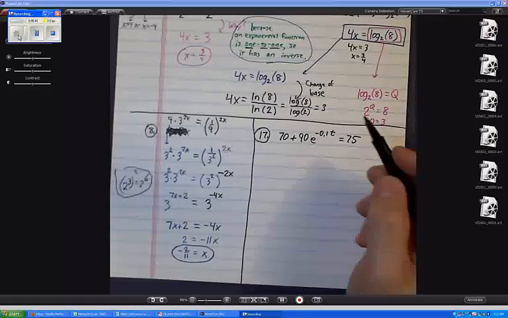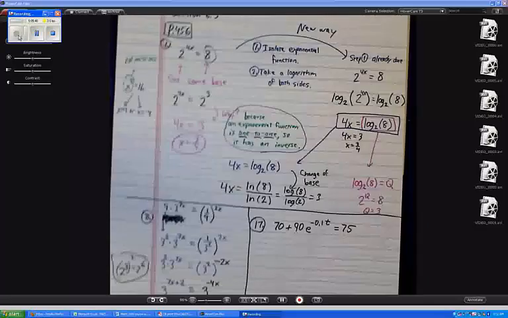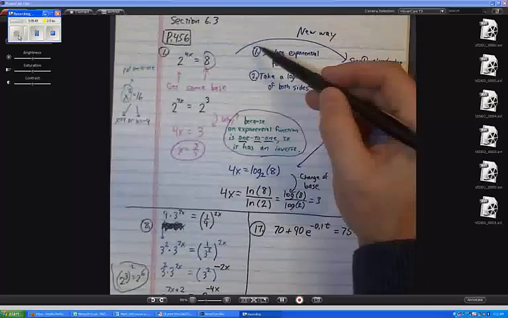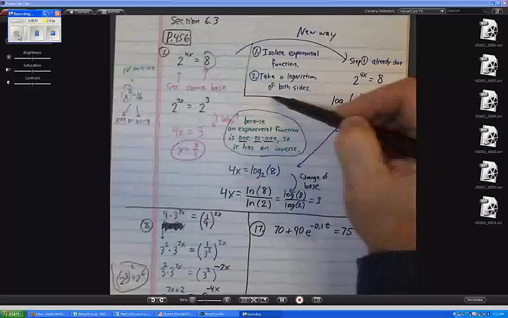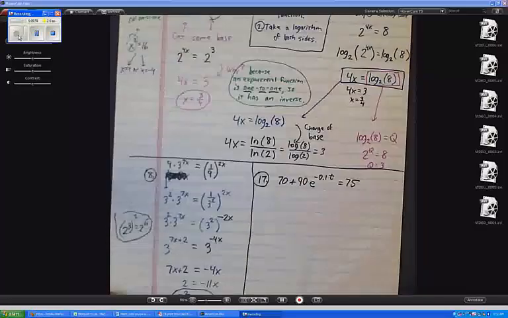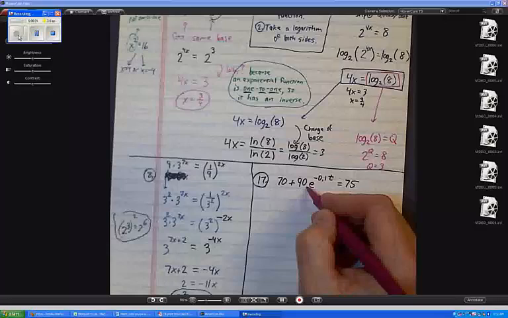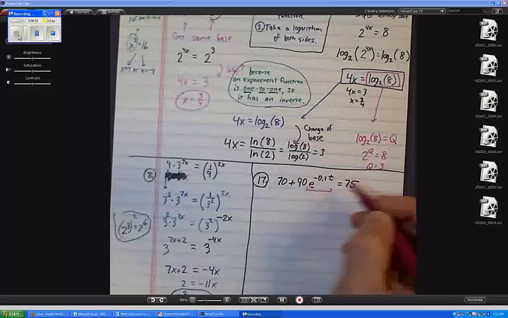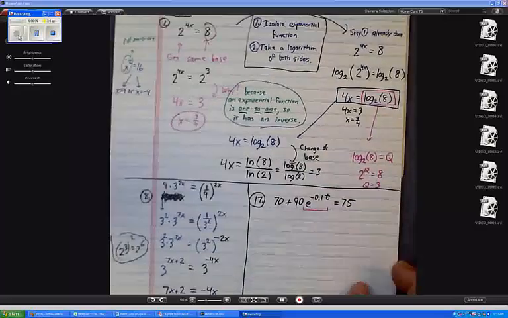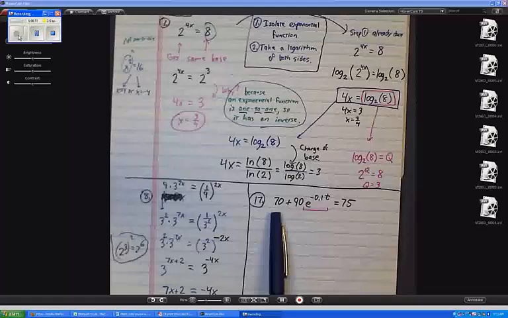Well, we have to do step 1 of my 2 steps, right? Step 1 is to what? Yeah, so you know what it is I want to isolate? I'm going to go ahead and underline what I want to isolate. This e to the negative 0.1t, that's my exponential function that I'd like to get by itself, I'd like to isolate. Okay? So I have to get rid of the 70 and the 90 at some point.